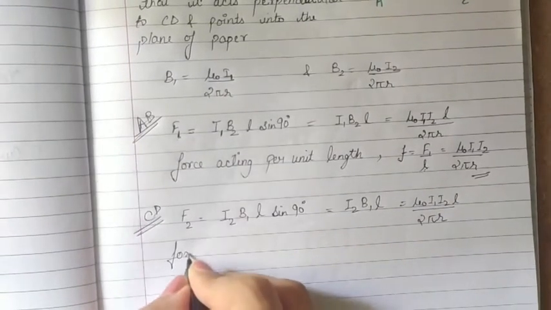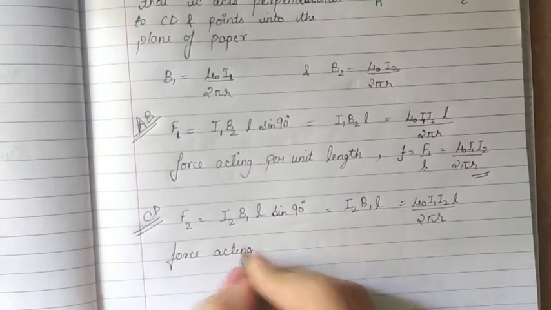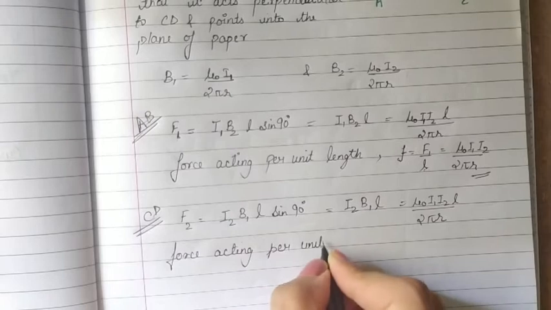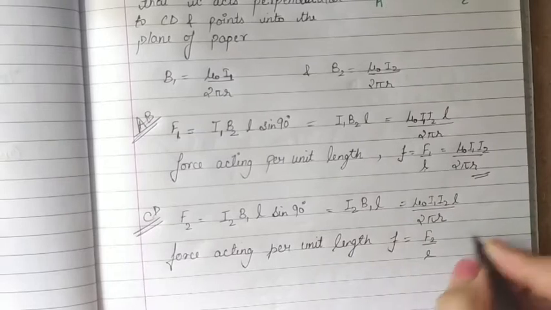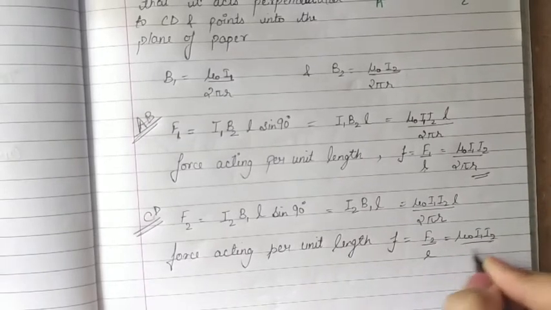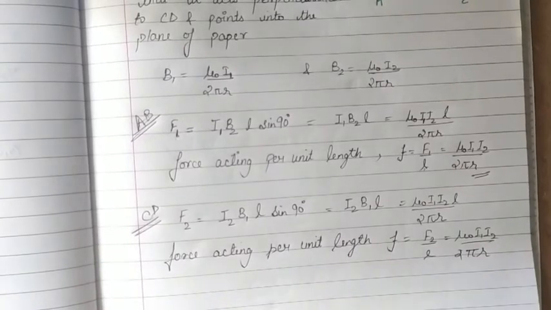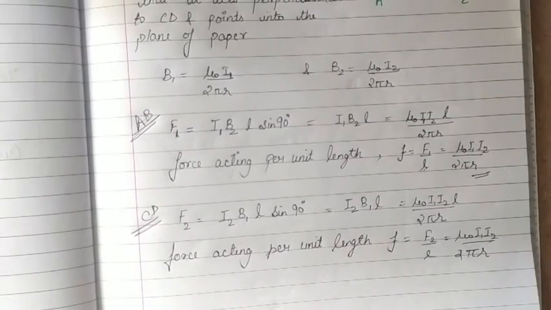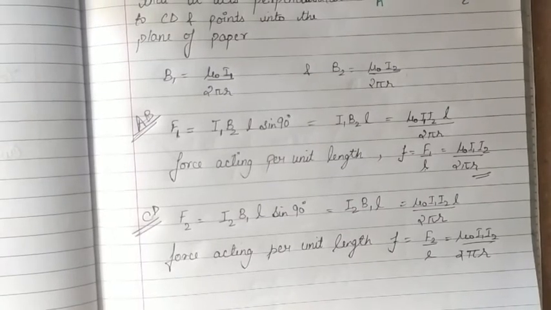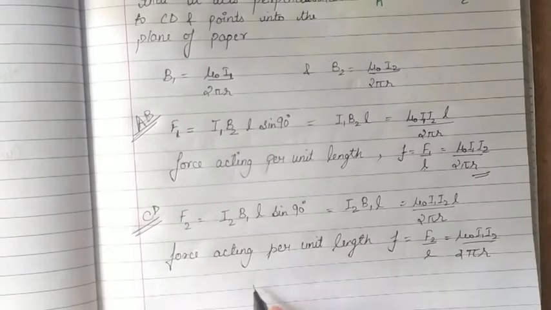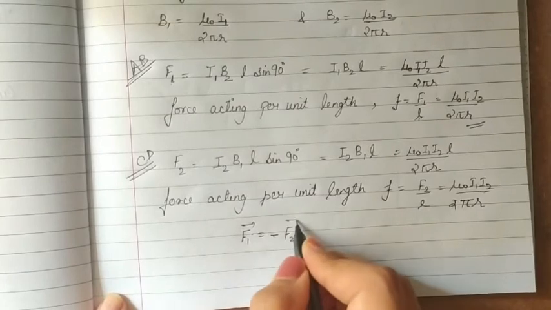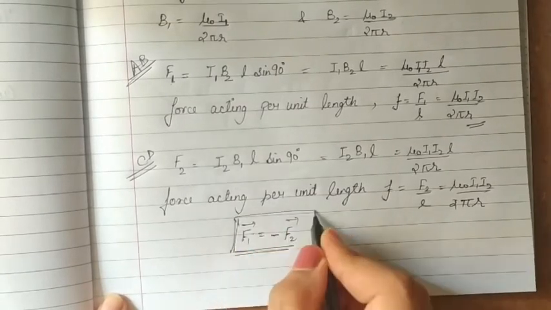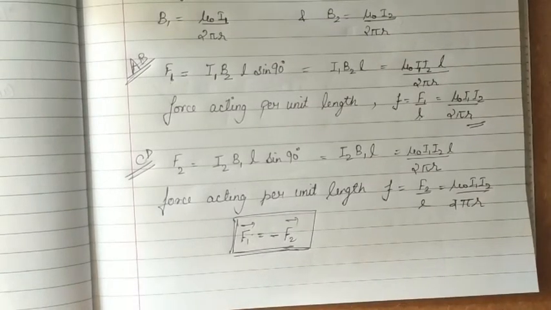So again, the force acting per unit length, f equals F2 upon L, is mu naught I1 I2 upon 2 pi r. So here we conclude that both F1 and F2 are equal in magnitude but opposite in direction. This shows that the F1 vector is equal to minus the F2 vector. That means both wires will experience equal but opposite forces because of each other.